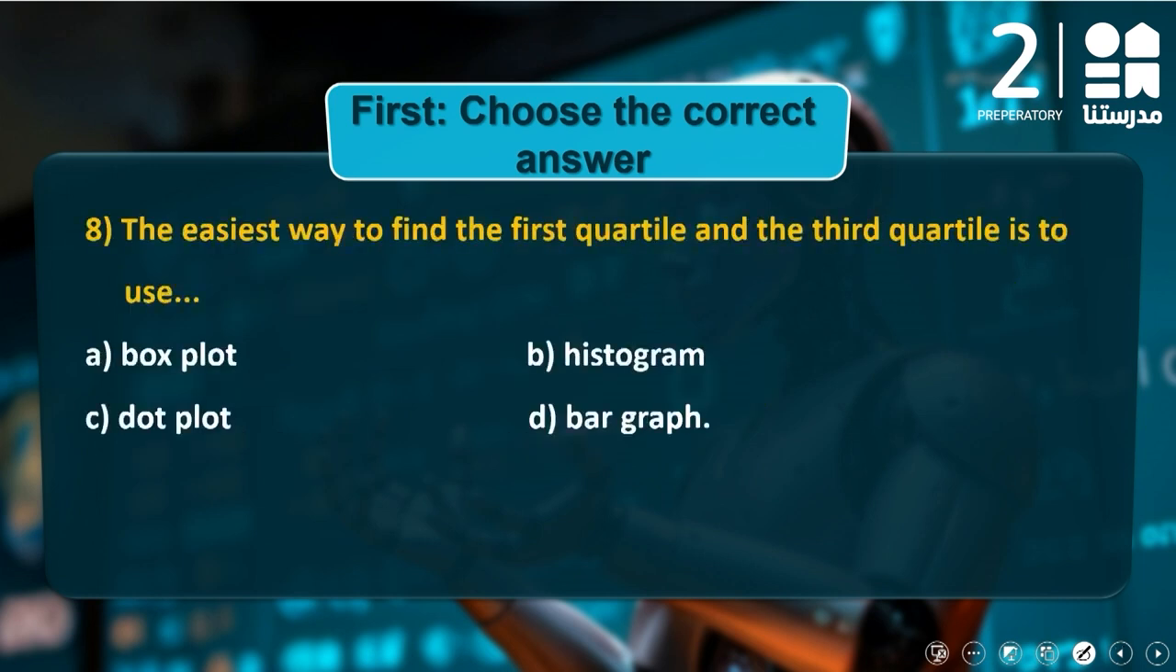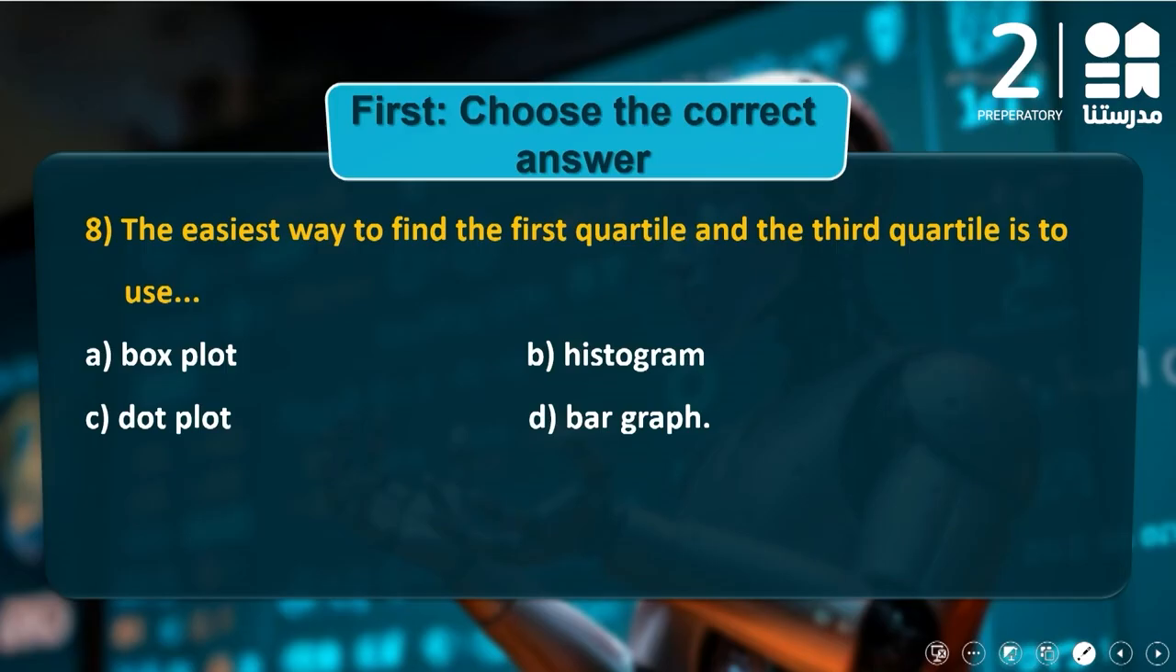Question number 8. The easiest way to find the first quartile and the third quartile is to use. Do you remember in statistics we talked about a bar graph, a histogram, dot plot, and box plot? And we said that the easiest way to find the first quartile or the median or the mean is box plot. So here the answer will be the box plot.